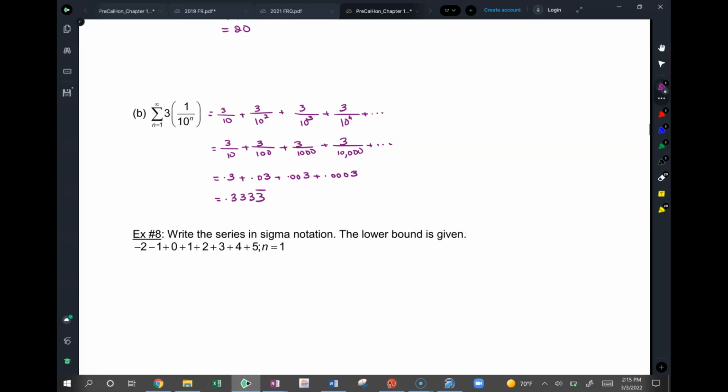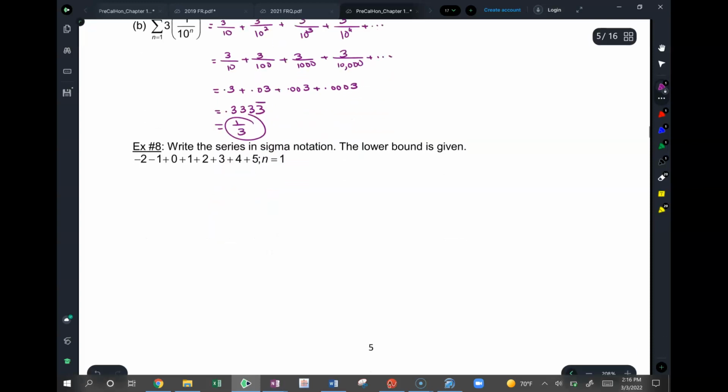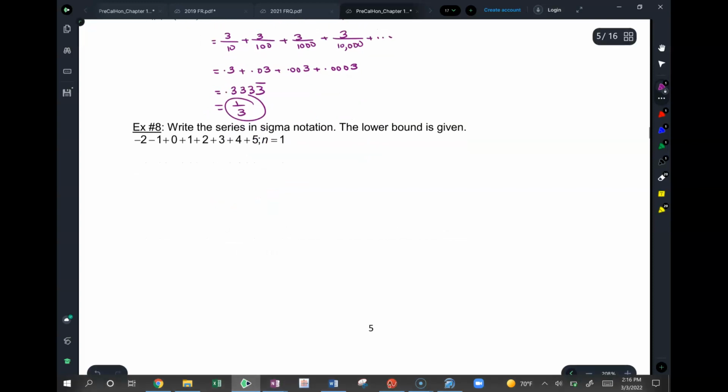And now, how much is that as a fraction? 1/3. Isn't that cool? If you sum up an infinite number of these, you will just get 1/3. Right? Isn't that cool? Yeah, okay. All right, so let's do this other one. Ooh. Next.